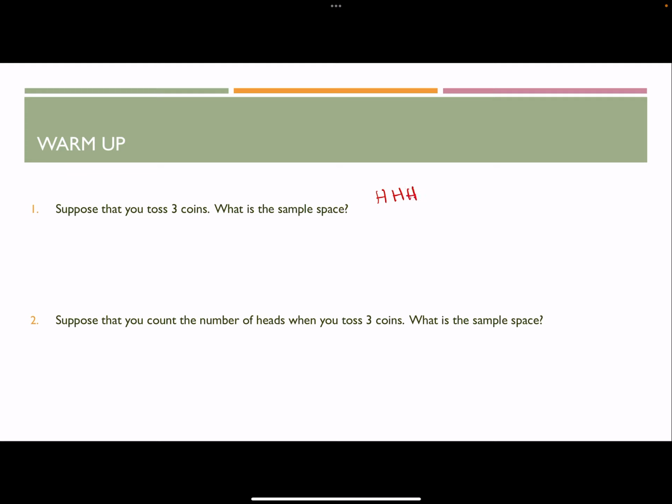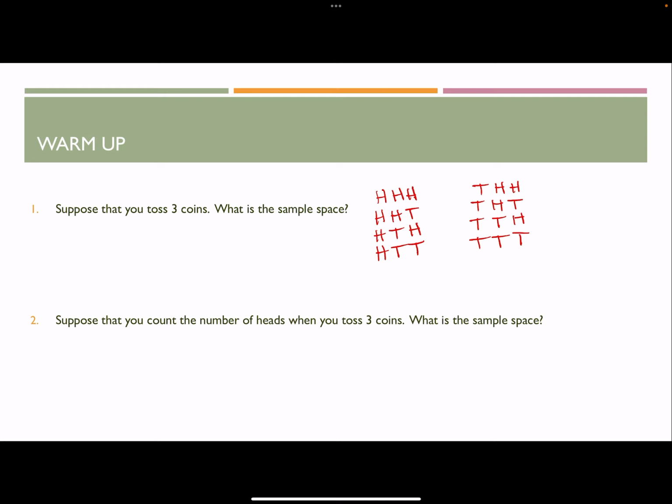Well, when I toss 3 coins, each coin could either land heads up or tails up, right? So I could either get heads, heads, heads, or heads, heads, tails, or heads, tails, heads, or heads, tails, tails, right? Or I could get tails, heads, heads, or tails, heads, tails, or tails, tails, heads, or tails, tails, tails. So there's 8 possible outcomes. There's my sample space.